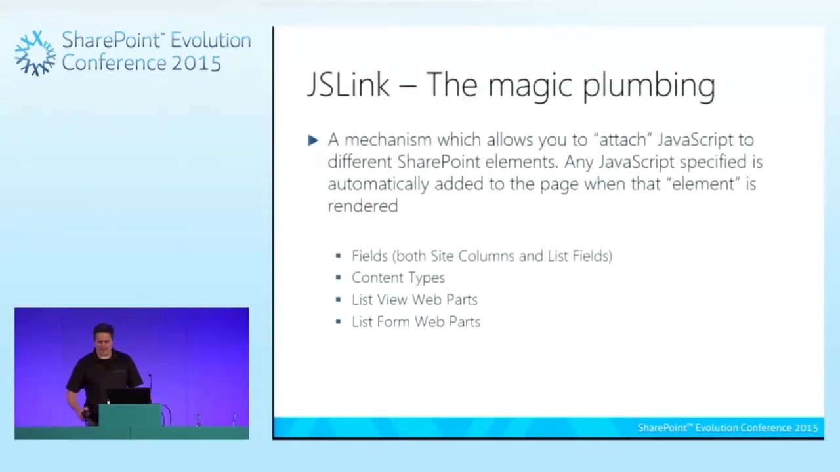So, JSLink. Now, I hear display templates referred to as JSLink quite a lot. It's not really. JSLink is a way of attaching JavaScript to different SharePoint elements so that when that element appears on the page, the JavaScript is automatically loaded. Now, those elements can be fields. You can either do them in the schema XML if you've got custom list definitions. You can deploy site columns. In your field XML, there's a JSLink property that you can bind to. You can do them for content types. You can also bind them to list views, again, either in the schema XML or in the list view web part. The web part properties has a JSLink property, and obviously your list forms as well.